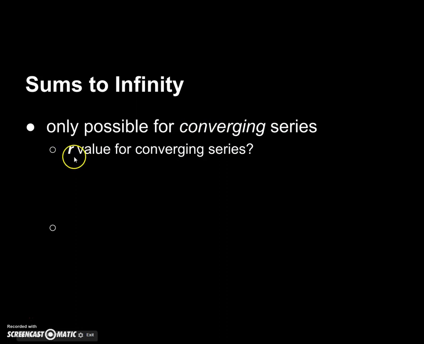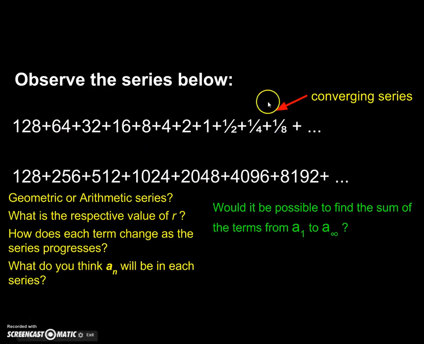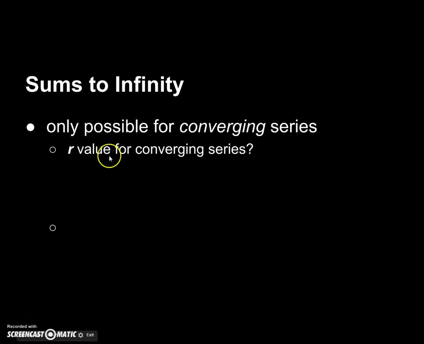Now, what's the R value for convergent series? The first one is convergent series. My R value is half. The second one is not. My R value was 2. So what do you think my R value has to be for a converging series? It has to be a fraction, okay? It can be positive, it can be negative. It can be positive fraction, negative fraction, but it has to be a fraction.